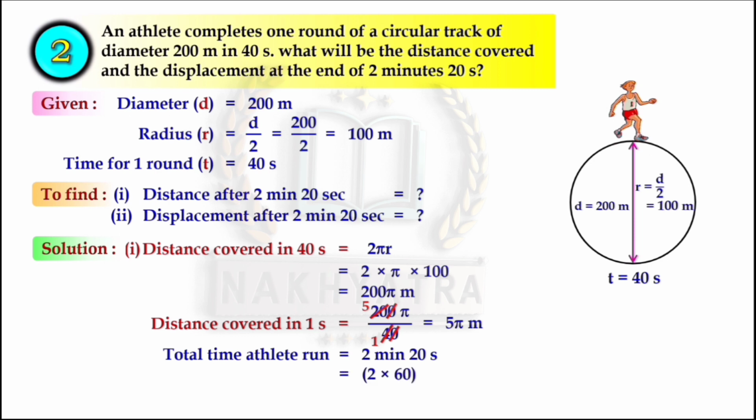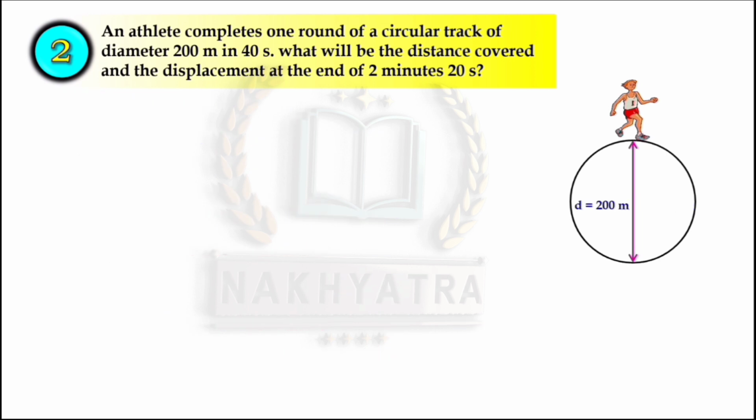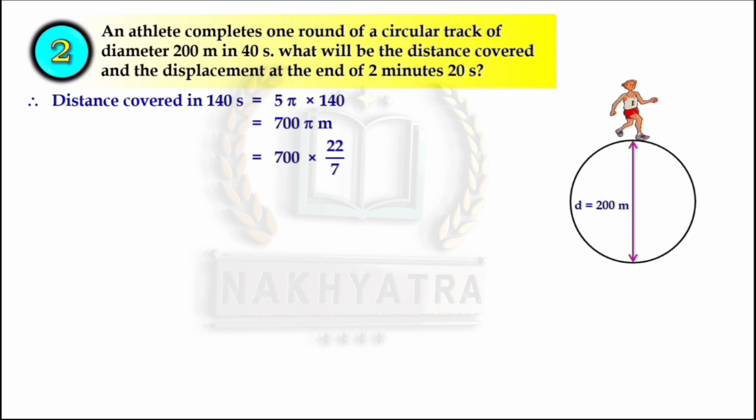Okay. And now see the total time athlete runs equal to 2 minutes 20 seconds. Right. So now convert it into seconds and we will get 140 seconds. Now see here the distance covered in 140 seconds equal to 5 pi into 140. Right. So we will get 700 pi meter. And now convert pi into the value. So 700 into 22 by 7. Now cancel it and we will get 2200 meter.